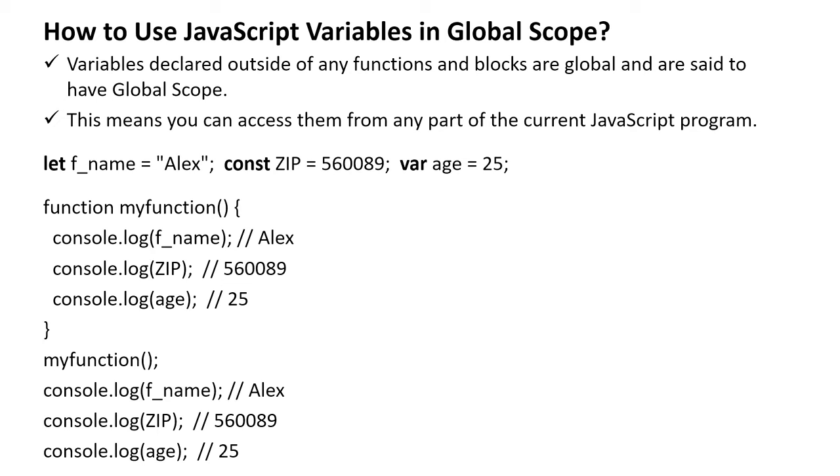Calling myFunction: console.log(fname) returns alex, console.log(zip) returns 560089, console.log(age) returns 25. So these variables can be used inside a function as well as outside a function. These keywords are used for global variables.